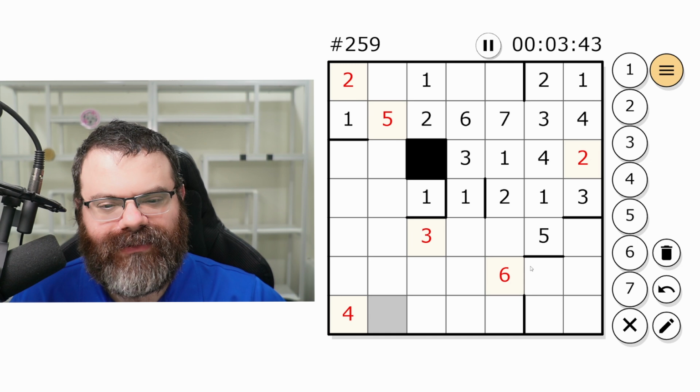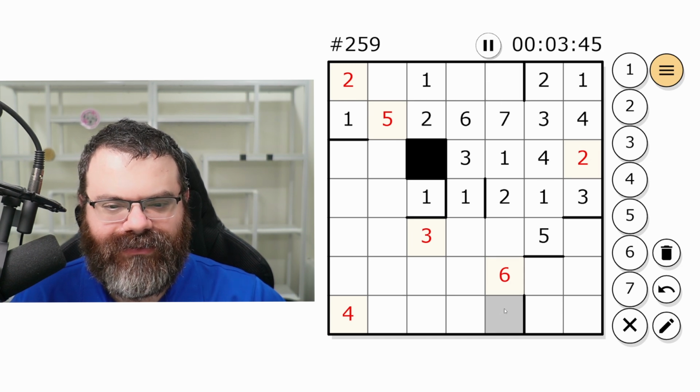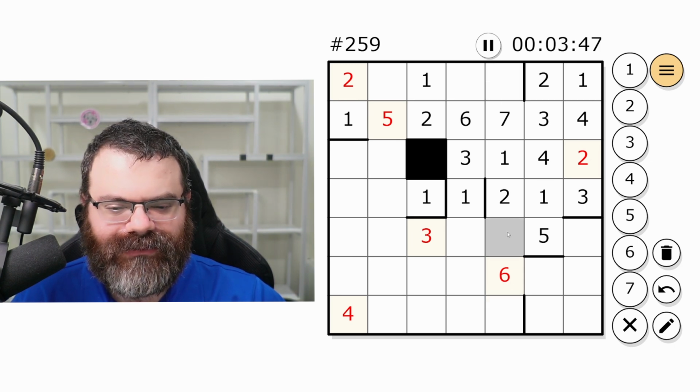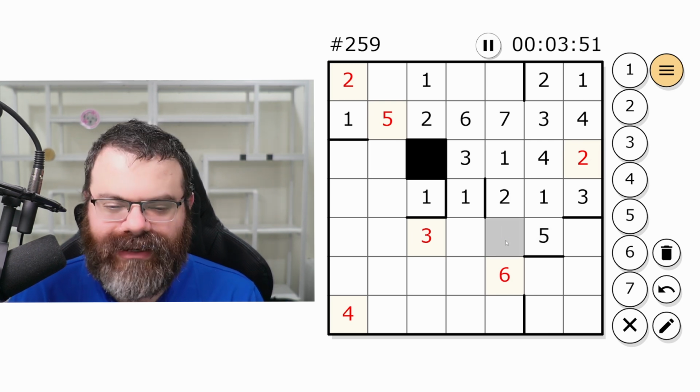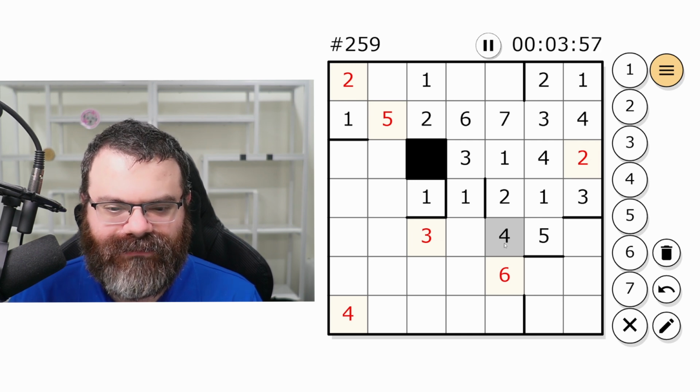What is our next step? Okay, let's think about this column. We need 3, 4, 5. Yeah, I don't see what to do there. Oh, this can't be 3 or 5. Okay, sorry, I was staring at it. We need 3, 4, 5 in this column. This can't be the 3 or the 5, so we're left with only 4. That has to be a 4. That leaves a 3, 5 pair here, which doesn't do anything.